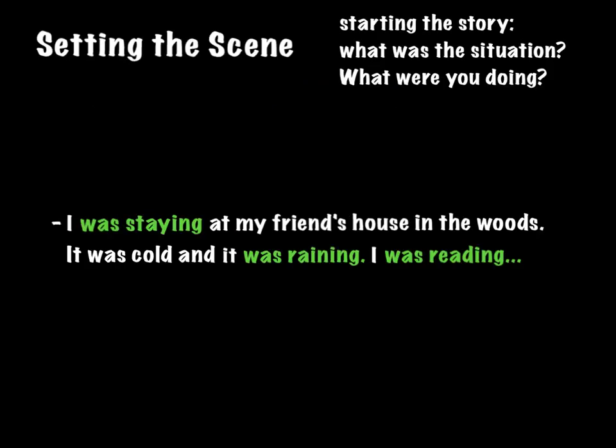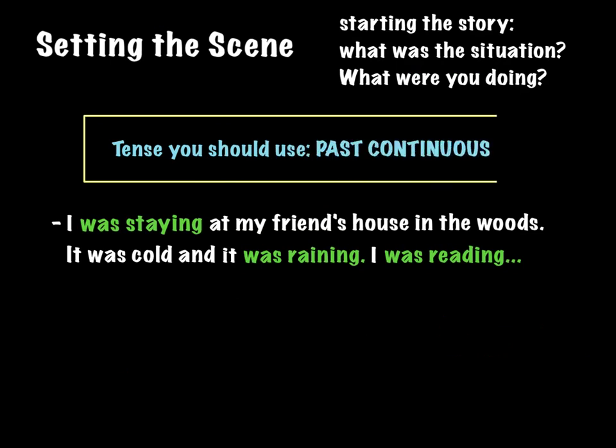First, you need to set the scene. This means starting the story. When you start a story, you should ask yourself two questions. First, what was the situation? And second, what were you doing? The tense you should use for this first part is the past continuous.